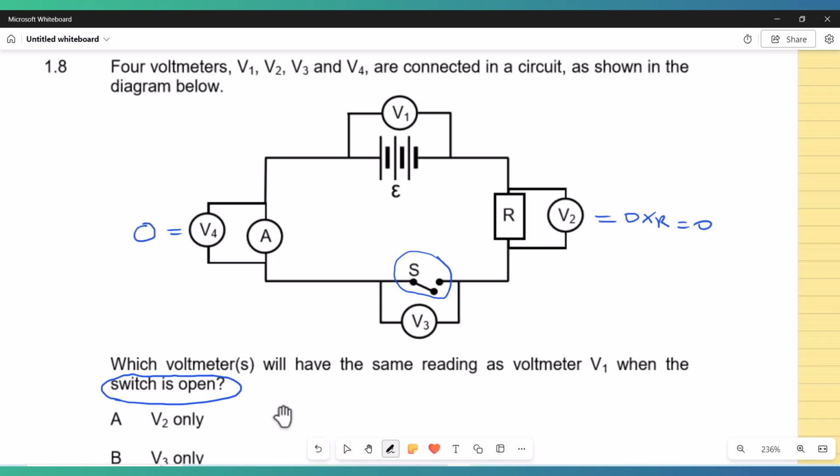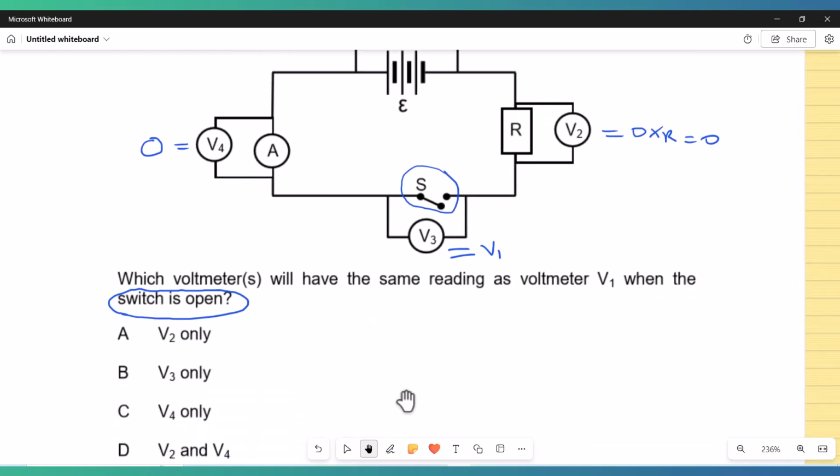Now, this V3 which you see here is opposite to V1 and it's going to read the same as V1, which in this case is the EMF. So V3 and V1 will have the same reading. So the answer is supposed to be V3 only. As you saw, the others are going to be 0. So the answer here is B. Hope we are still together.